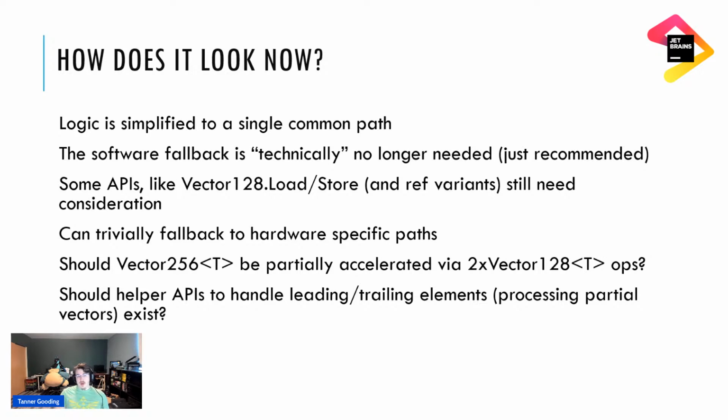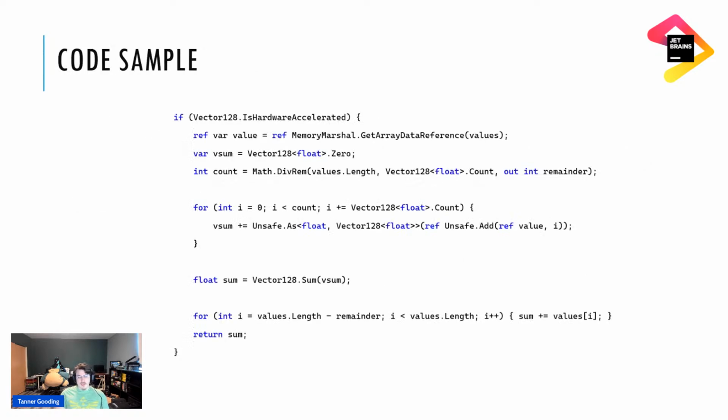And much like with generic math, we basically have the same improvements. The logic gets simplified down to a single path. The software fallback is technically no longer needed. It's just recommended, that way some code can execute on platforms where no SIMD acceleration is available. And the same algorithm gets simplified down to this one code path, which is a little bit more readable and can actually use operators as well.